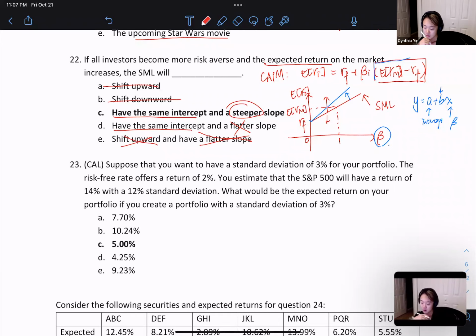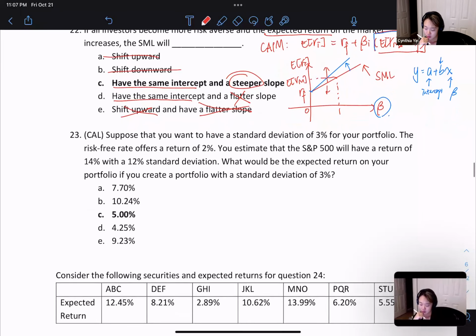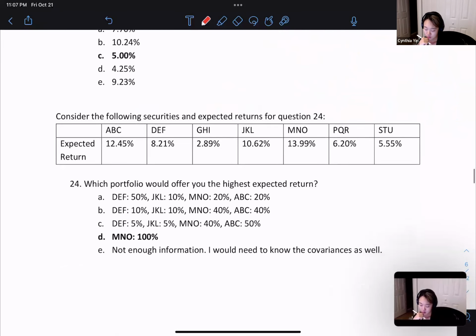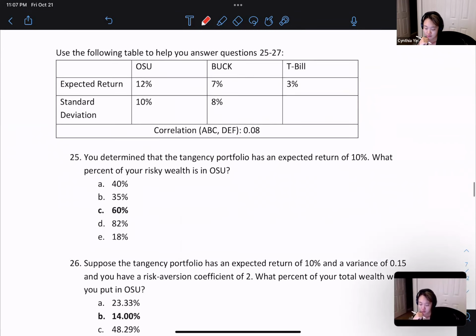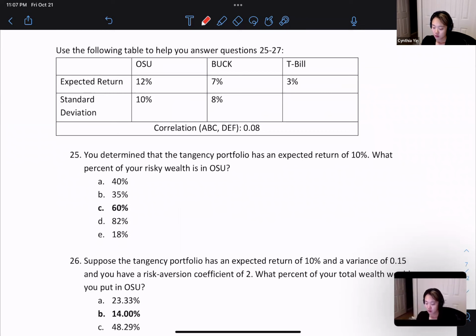Okay. I remember I covered 23 and 24. Let's start from 25. So use the table to answer 25 to 27. Let's look at it one by one. You determine that the tangency portfolio has the expected return of 10%. What percent of your risky wealth is in OSU?